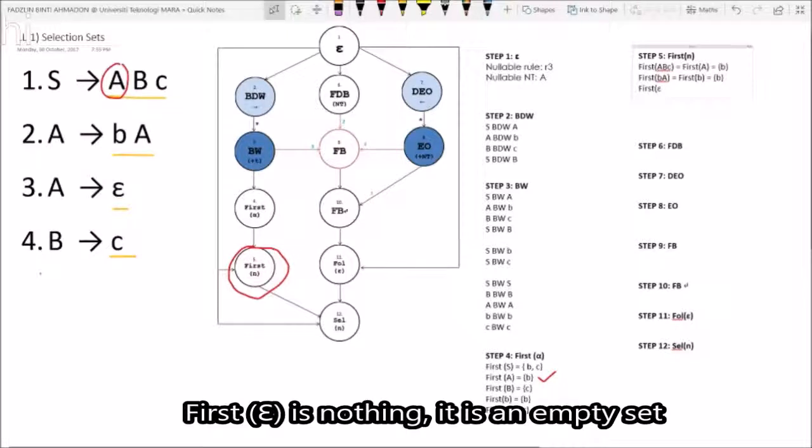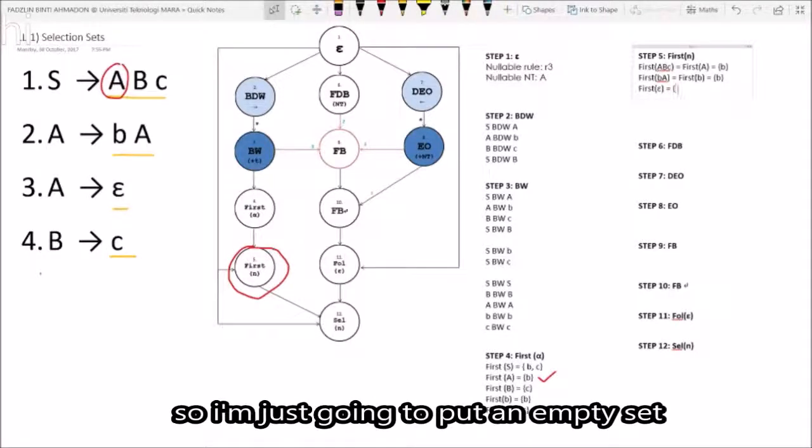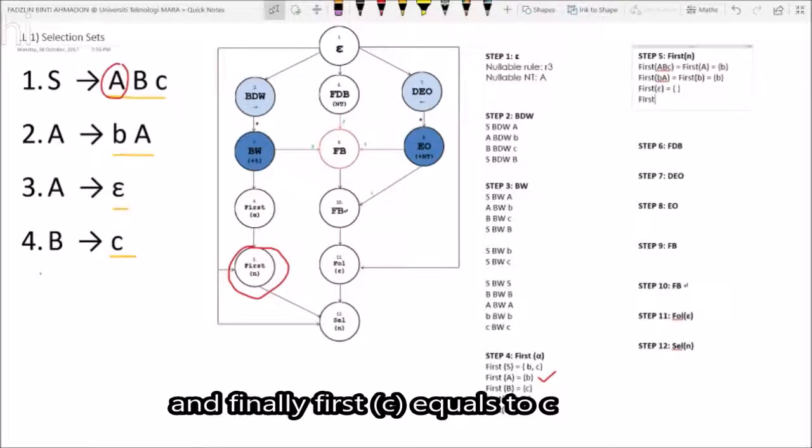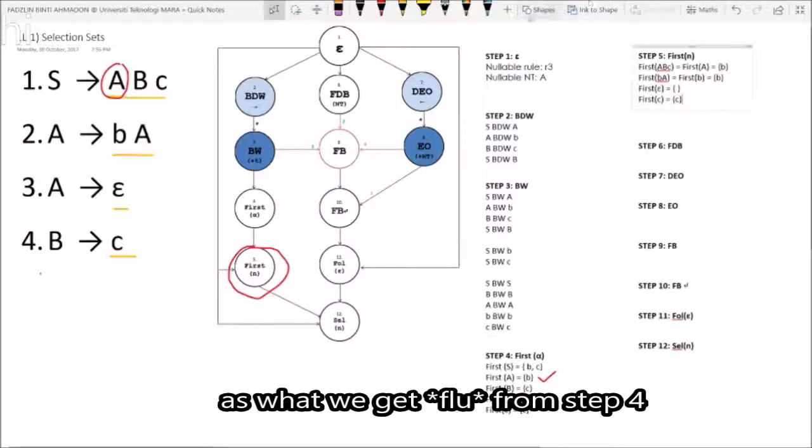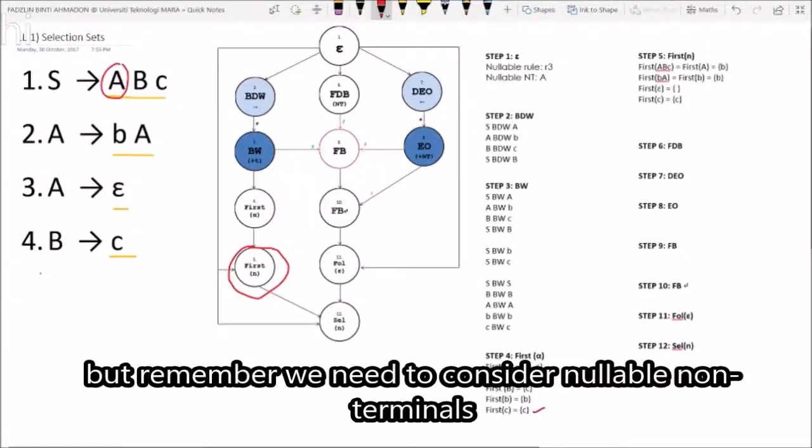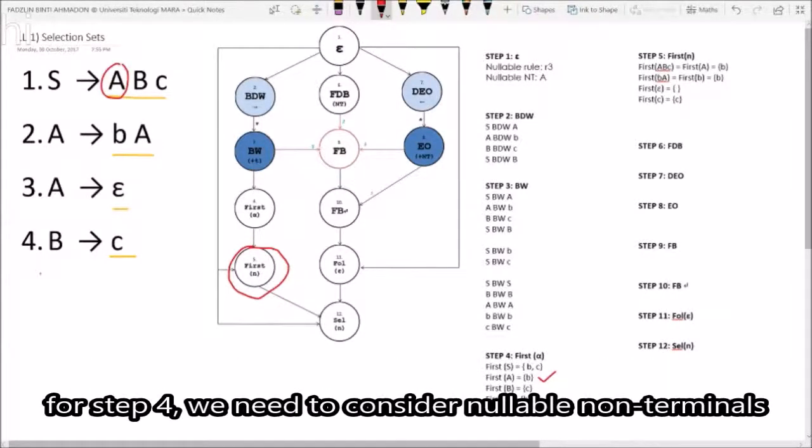Okay, next, first epsilon. First epsilon is nothing, it's an empty set. So I'm just going to write an empty set. And finally, first C equals C, as what we get from step 4. But remember, we need to consider nullable non-terminal. So for step 4, we need to consider nullable non-terminal.